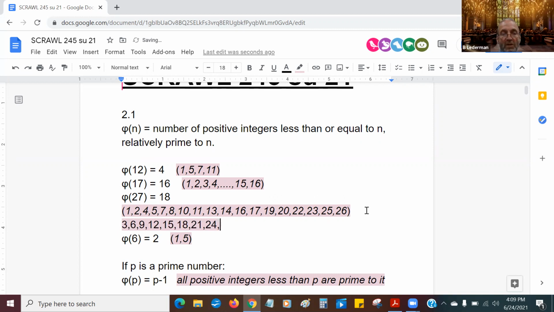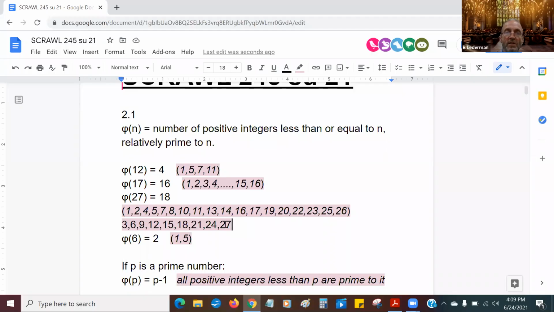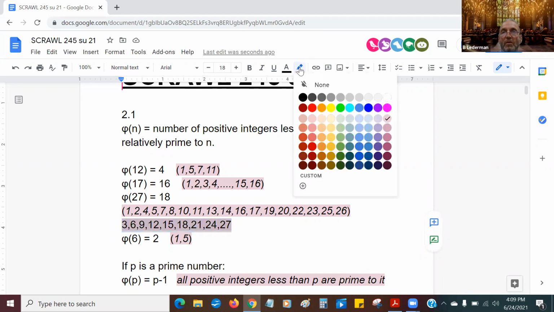The numbers I'm skipping are 3, 6, 9, 12, 15, 18, 21, and 24, and of course 27. What do we have here? I'm going to change the color of these to show that these are the numbers that got rejected. So it's a nice rejecting color, I guess. Have a gray, maybe like a dull gray.